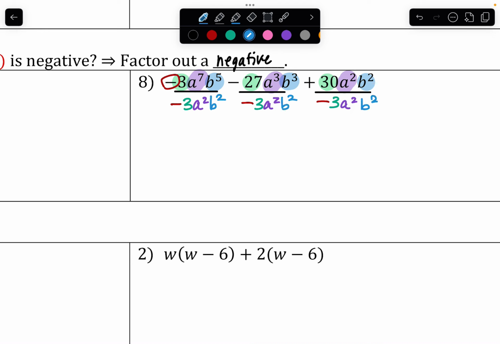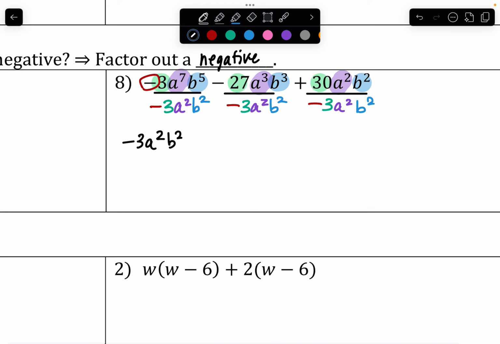Okay, and so sometimes they just ask, what is the GCF? And in this case, you would just answer negative 3a squared b squared. The positive version is usually an option, so just be careful. Right, we're still going to have 3 terms, but be careful, all the signs are going to change.